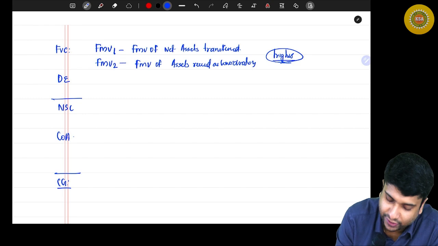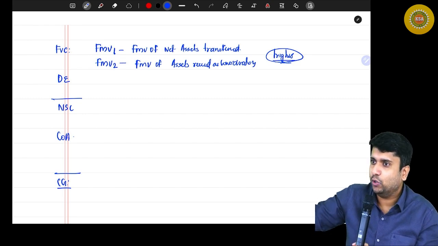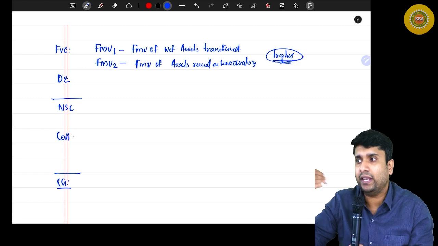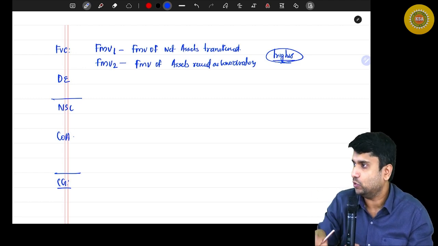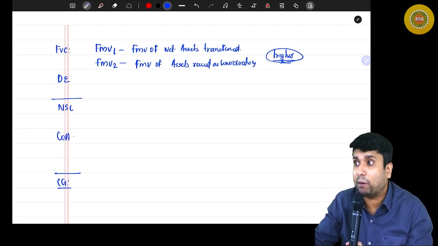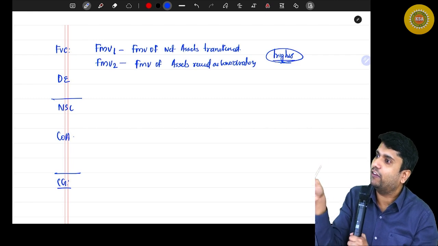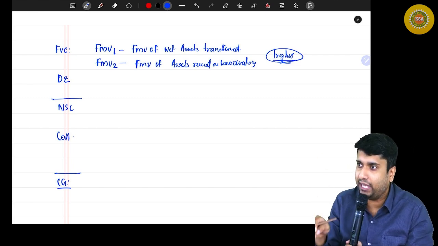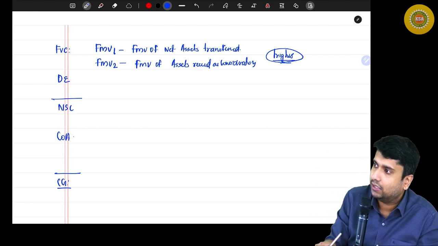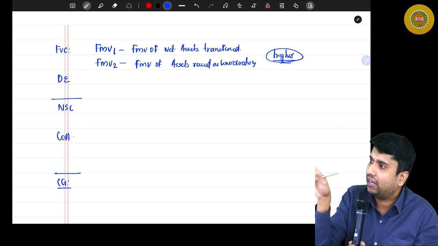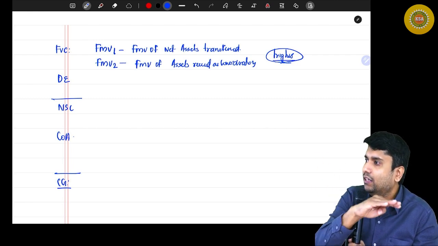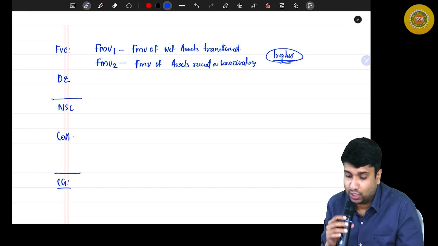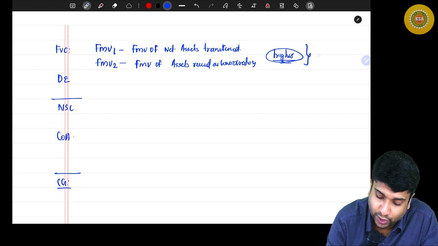That simply means when I'm transferring, the person who purchases should pay me some consideration. Say he's giving me money, then that money will be FMV 2. If he's giving money plus some gold, then the fair market value of the gold plus the money will be the consideration. If he's giving me money plus gold plus some land, then the market value of land plus money plus gold will be FMV 2. Are you with me? So whichever is higher has to be the full value consideration.